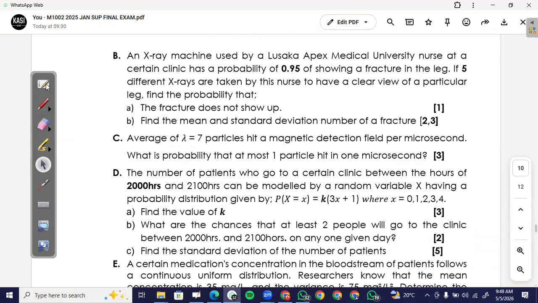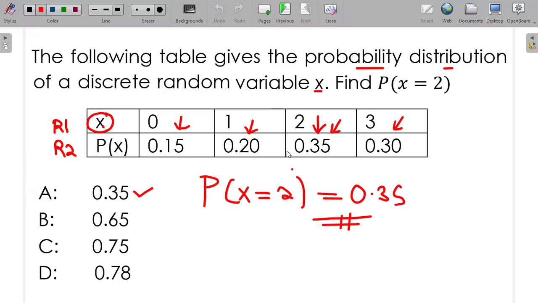So an exam tip from this question is that in the exam, don't overthink. Whenever you are given a probability distribution table for a discrete random variable, just read the probabilities directly from the table. You do not have to calculate. These are free marks.